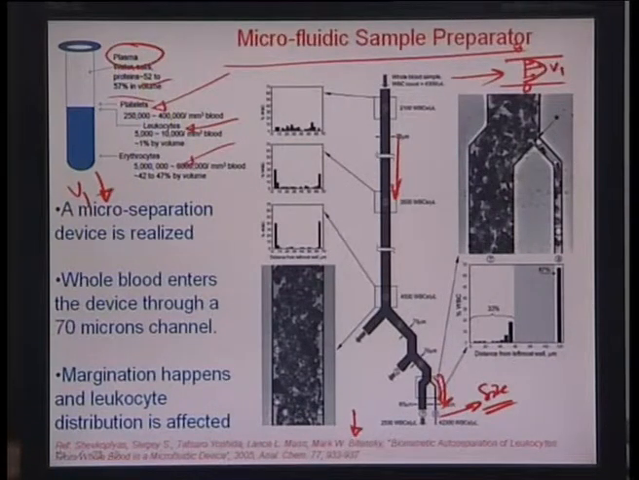So, what would happen is that these leukocytes, which have already marginated, you can see by these white cells here, and they are more abundant towards the side than in the center, and of course, the red blood cells are more abundant towards the center. So, you can actually pull this out by designing a channel which is of the same size as this leukocyte, and so you can make leukocyte-rich samples by this kind of a separator.